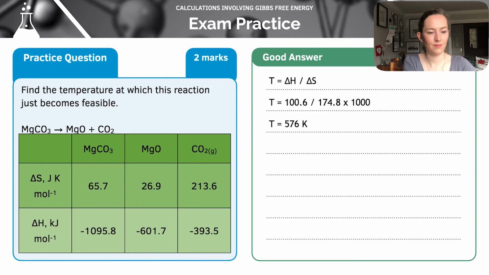Don't forget to convert your units of entropy from joules into kilojoules. You're going to need to divide the joules number by 1,000 to convert it into kilojoules.